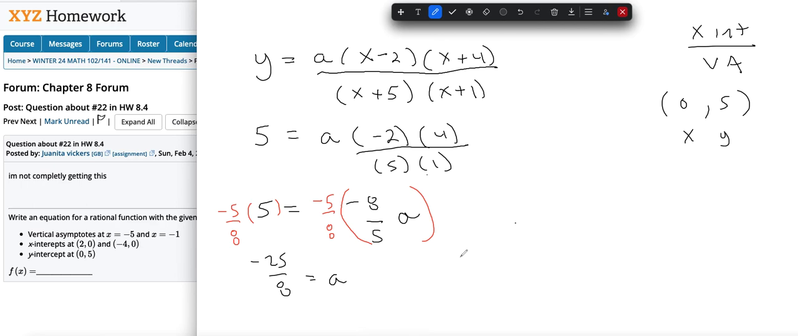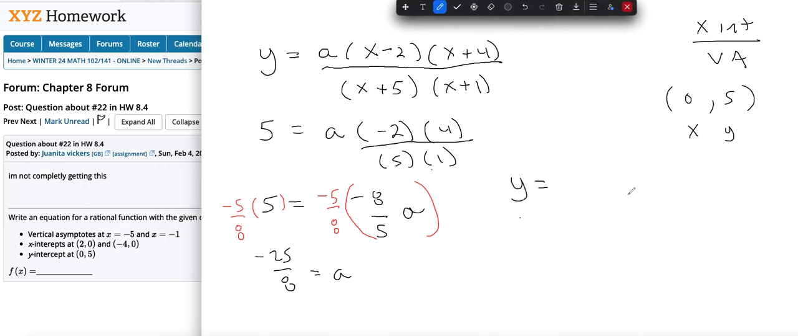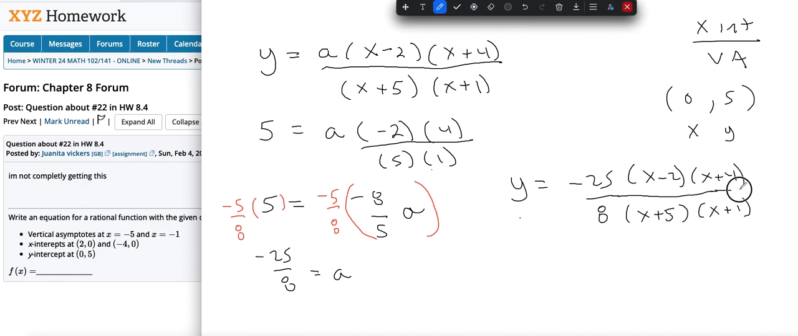So our final on that is going to look like y equals, how do they write these? Yeah, I think they just put it out in front. So -25/8, and this can all be the same fraction, and then we just have to put our factors back in there. So x minus 2, x plus 4, x plus 5, and x plus 1. And that should be it.